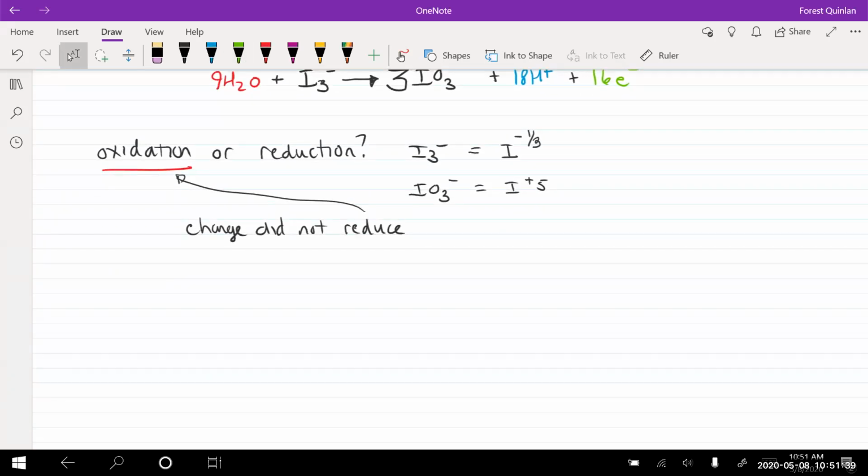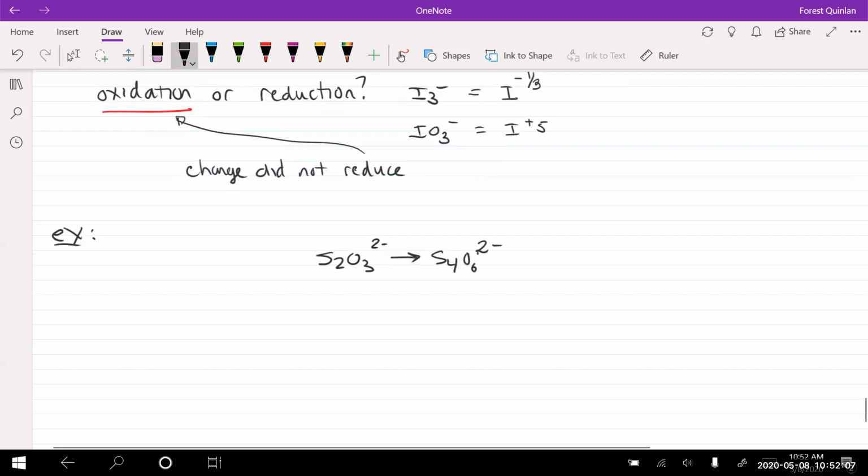All right. I'm going to give this next one to Miss Young. We have S2O3 with a 2 minus goes to make S4O6 with a 2 minus. So let's go ahead and balance that.